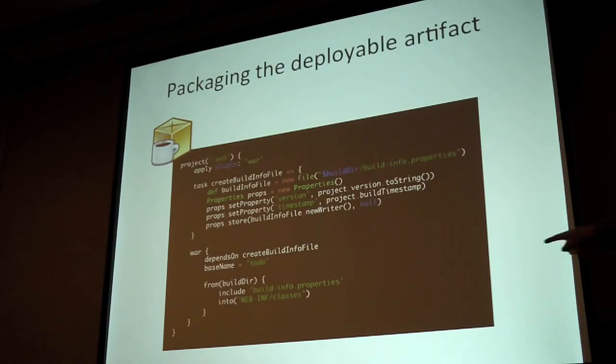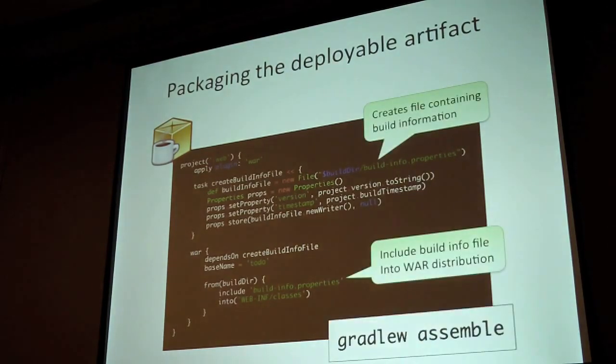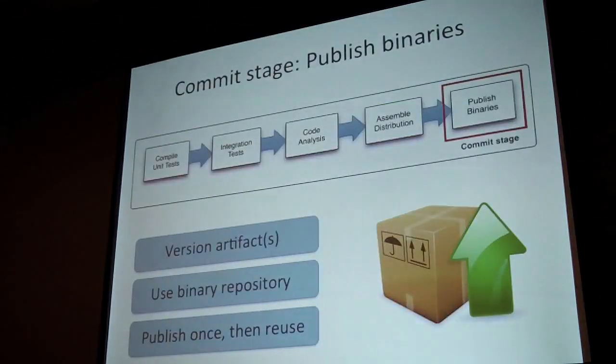Then later on, when we package it, and that's actually fairly readable, even if you didn't use the war plugin before, we can simply say from the build directory, include the file build.info.properties and put it into the directory WEB-INF/classes. So later on, you can actually read that from your application if you want to do that. All you need to do to put it together is call the assemble task or the war task. It's up to you. So now we have the artifact there.